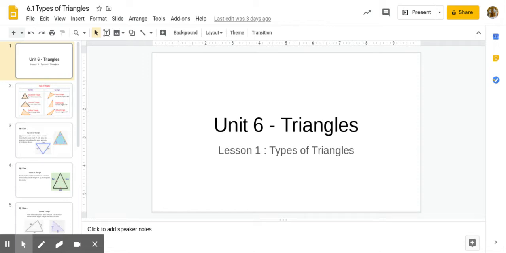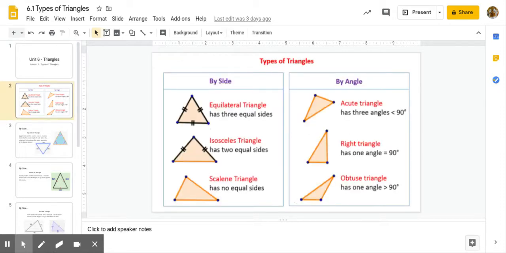Today, we'll be starting our new unit, Unit 6, which is all about triangles. The first lesson will be about types of triangles. We'll classify triangles in two different ways. One is by the sides, and the other is by the angles. Remember that the sides are these outer segments that connect the vertices together.